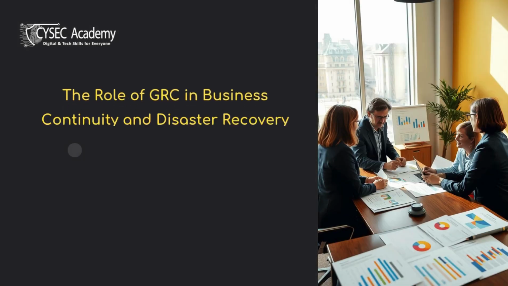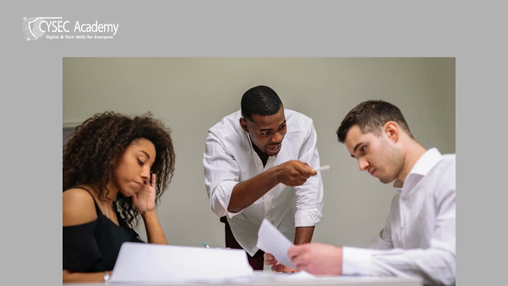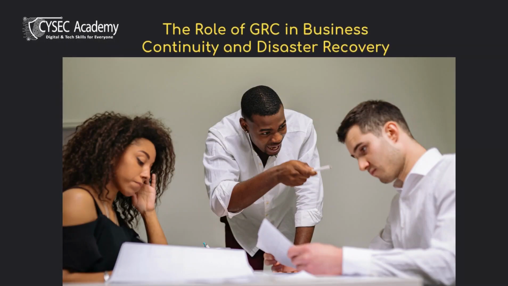The role of GRC in BCP and DR. BCP and DR are fundamentally risk management disciplines, tightly integrated with GRC. Governance: policy and strategy establishes the BCP and DR policy, defines the program scope and objectives, and aligns it with overall business strategy. Oversight and approval: senior management and the board approve BCP and DR plans and budgets, providing oversight for program readiness. Roles and responsibilities: this defines who is responsible for developing, maintaining, testing, and activating BCP and DR plans.